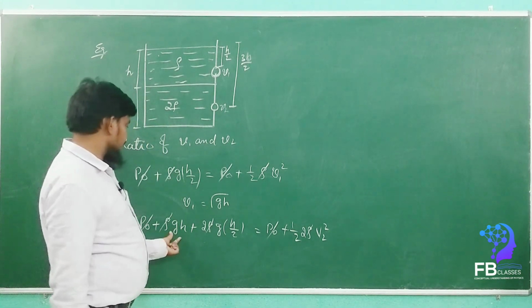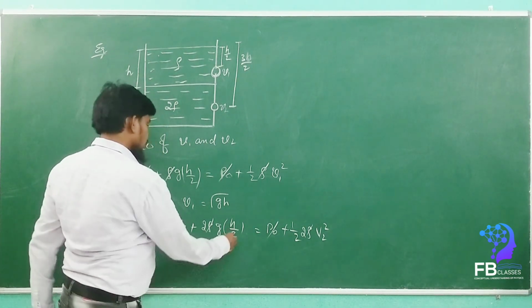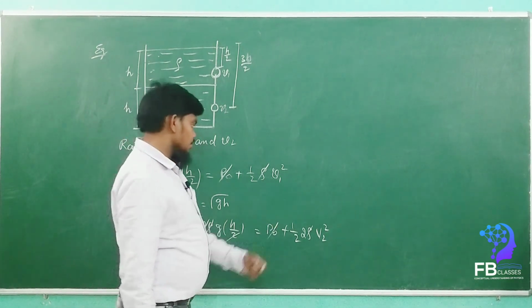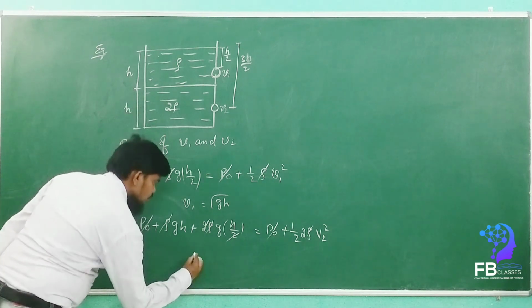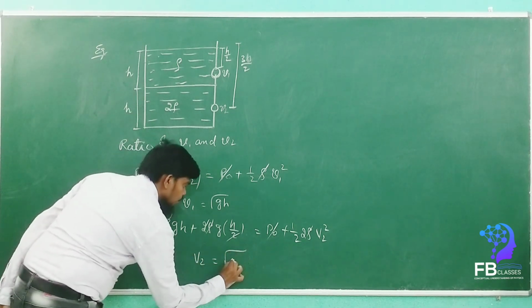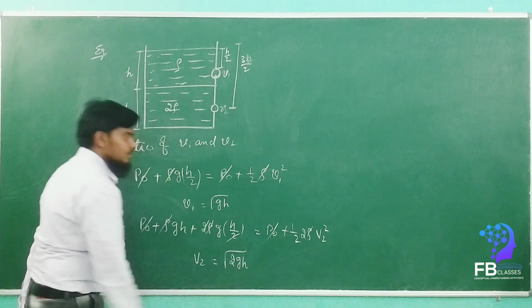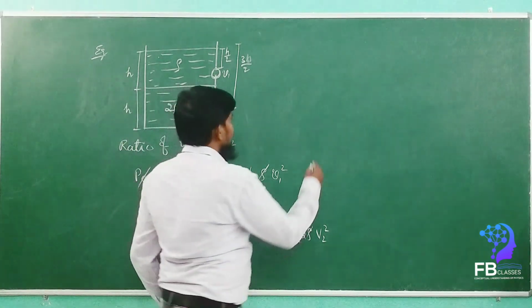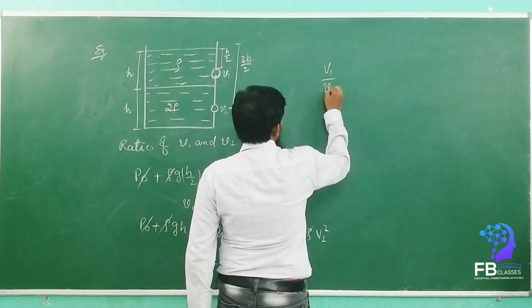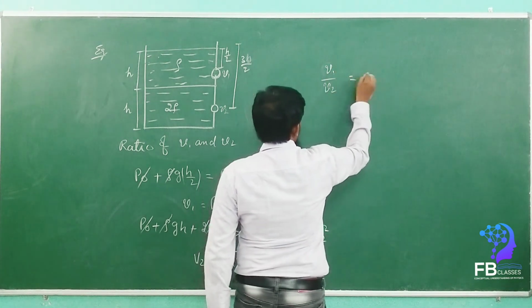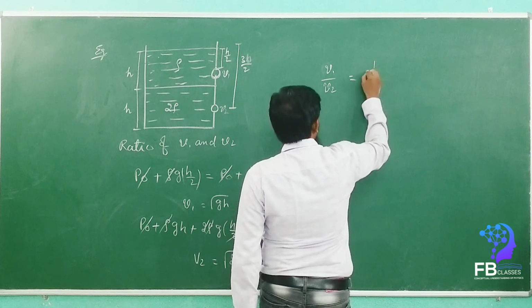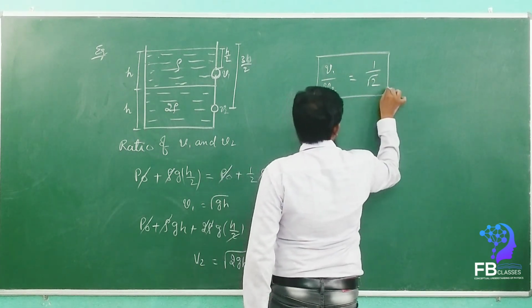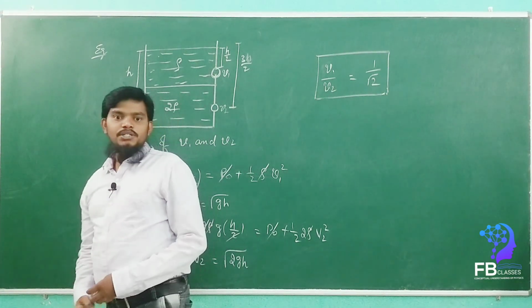Then how much will it come? This is the gh, so here 2 get cancelled, 2gh, root 2gh, so V2 is equal to root 2gh. Got it? Root 2gh. So now V1 by V2 is equal to how much, my dear? 1 by root 2. So this is the answer. Are you getting my point?